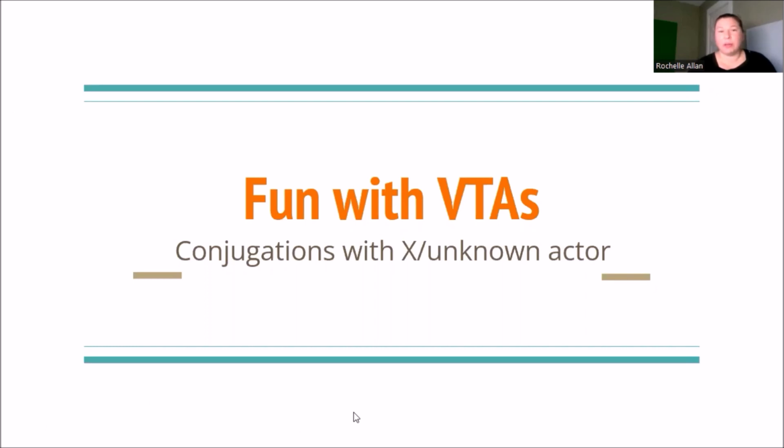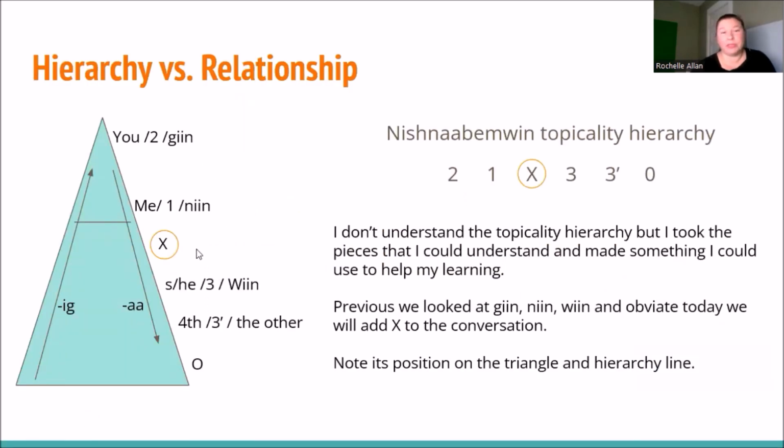And today we're going to talk about conjugations with an X, unknown actor, indefinite actor. It goes by a few names. And today what we're going to be talking about is this. So it shows up here as X. And this helps us to understand what we're going to see in the conjugation.